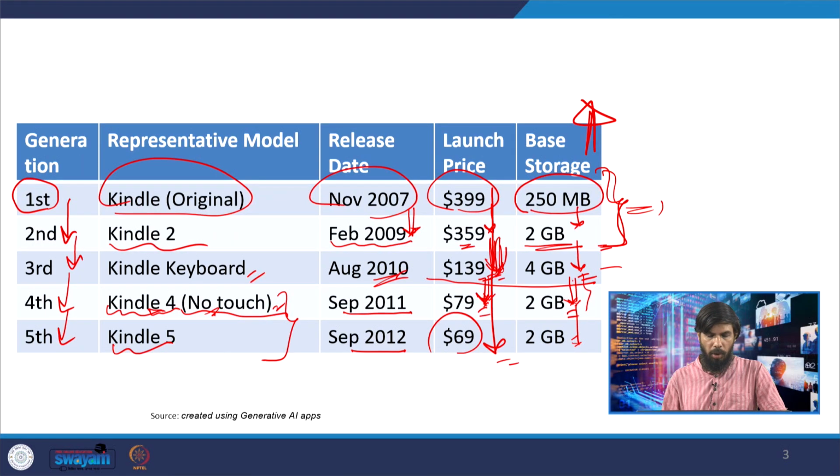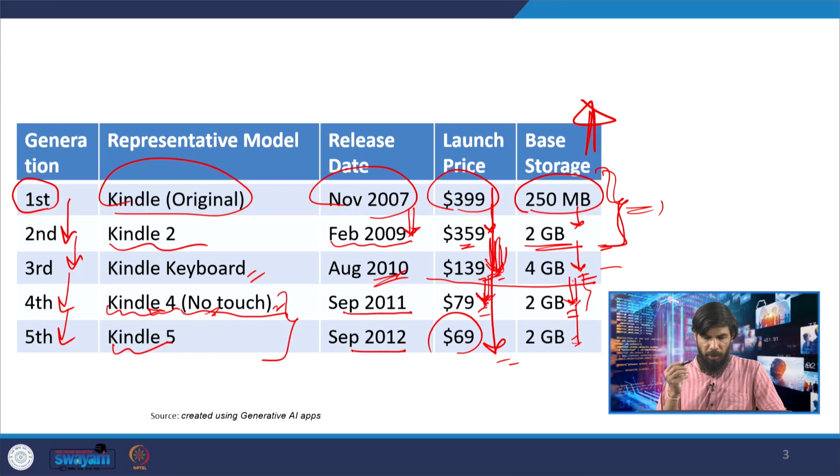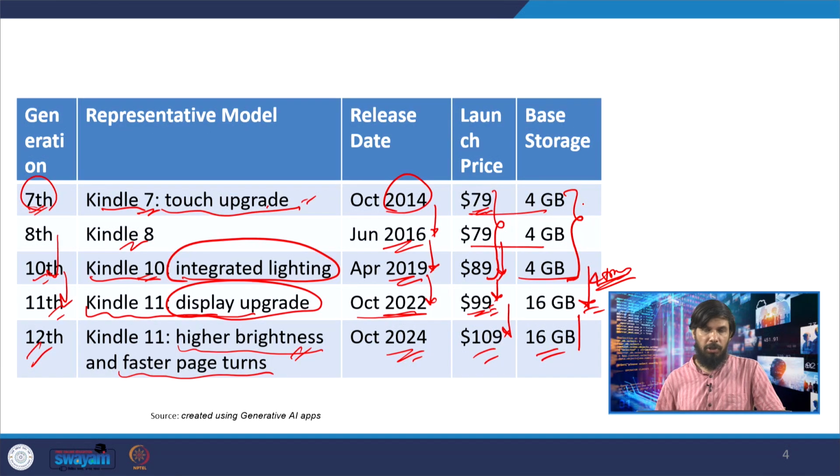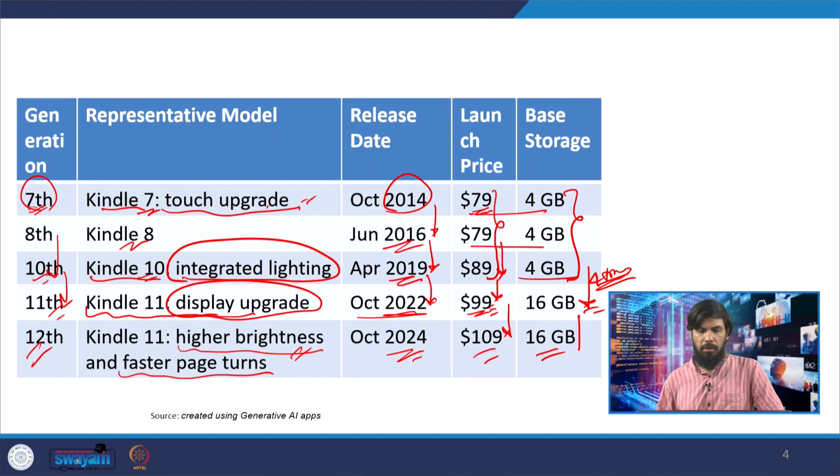So, if we look at the overall thing, if we compare Kindle 1 that was 399 USD to Kindle 11 which is like 99 to 109 USD, we can clearly see the price drop and the move in terms of storage from 250 MB to 16 GB and then so many additional features that got added over the years, from brightness to faster page turn, display upgrade, integrated lighting, touch upgrade and all those different aspects.